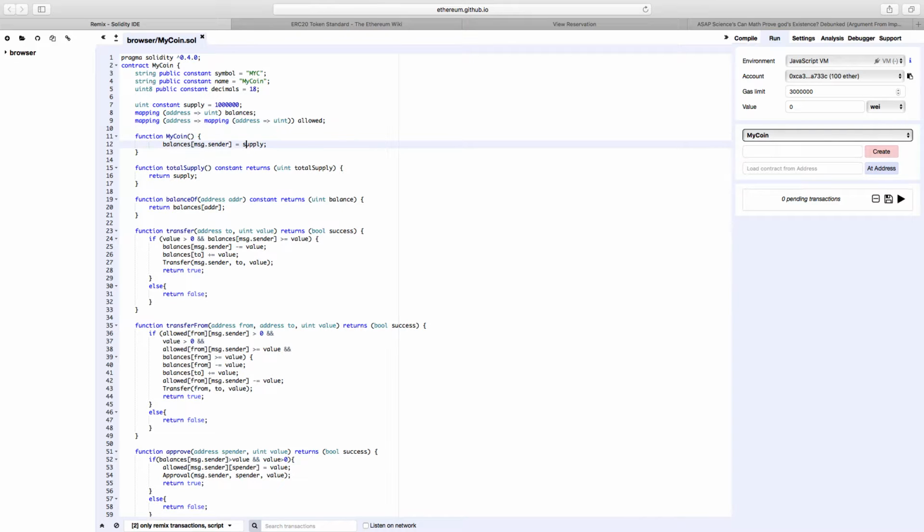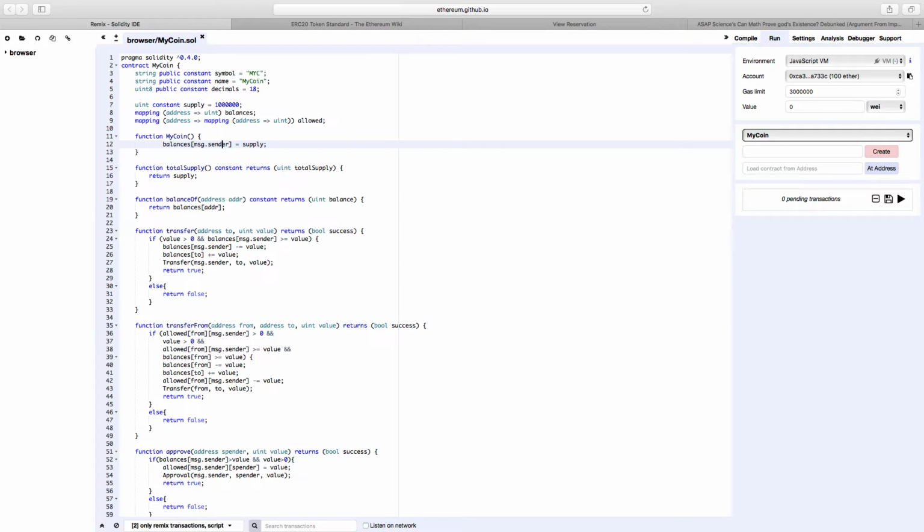Okay, now we have the constructor, and in the constructor function, whoever deploys the smart contract gets all the initial supply. And this makes sense. Say you're making your own coin, you initially hold all the coins, and then people invest in your ICO, and you distribute the coins amongst them. So the total supply is equal to the balance of msg.sender.